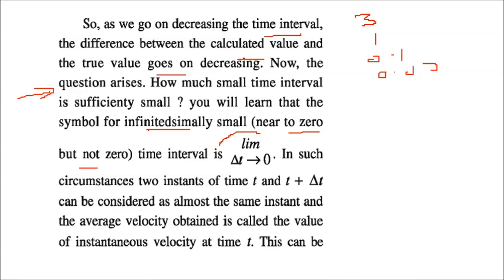So why not take the limit? We know that limit delta t tends to 0 means it tends to 0, but it is not 0. It is very near to 0. So in this scenario, the two instants of time, t and t plus delta t, are actually the same instant. That is t equal to 3 seconds and just near 3 seconds. It is very close to this, and we'll see that the value will come very close to the observed value.